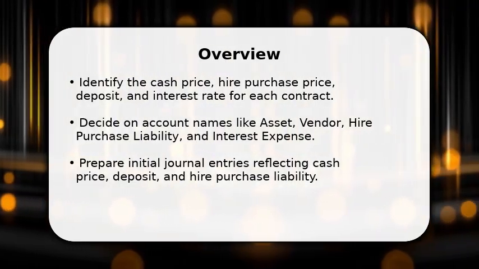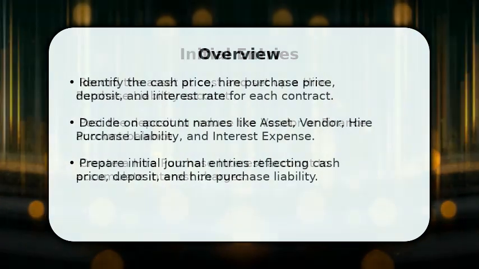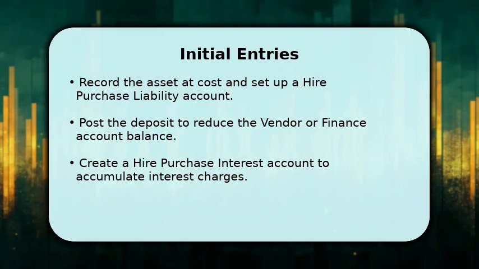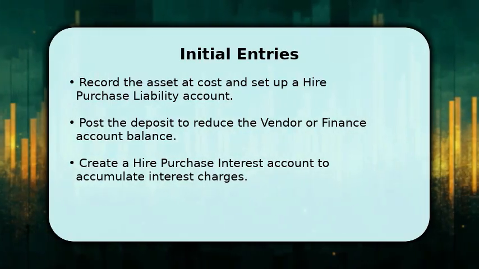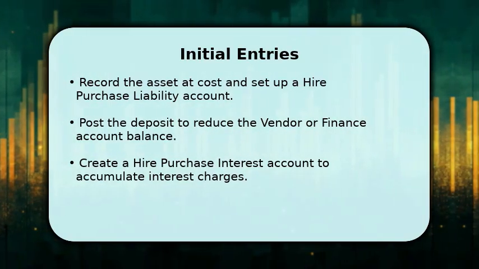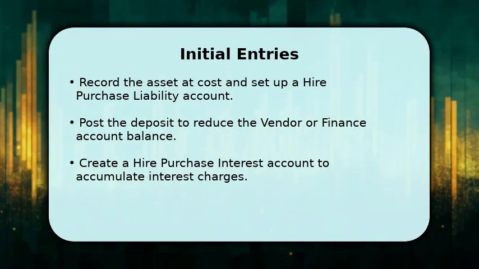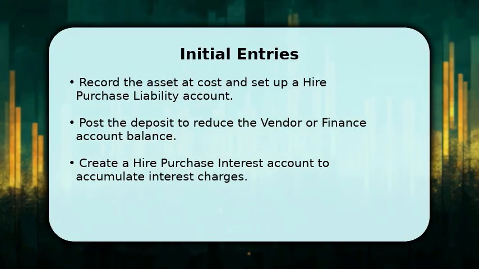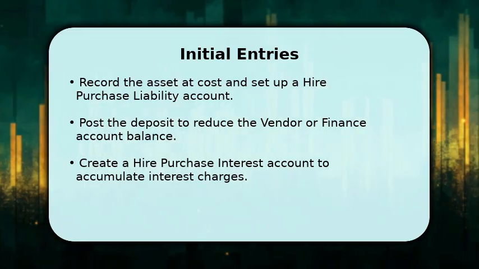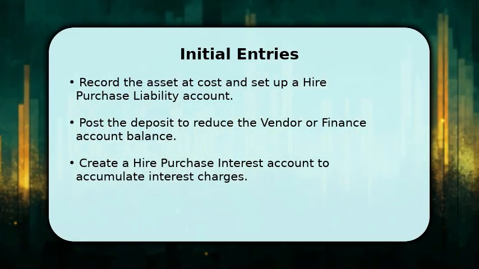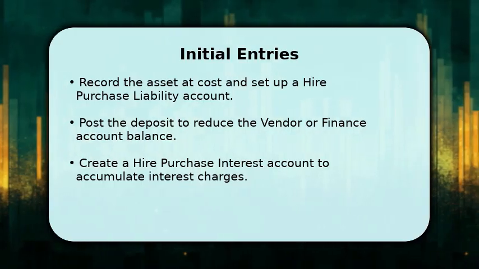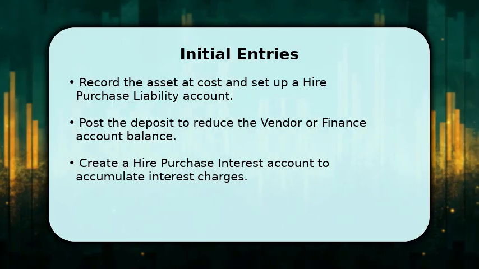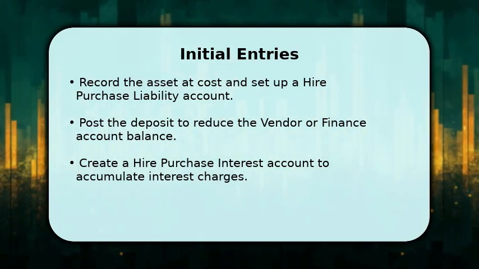accurate ledgers and reports. Open the contract and enter the initial figures: asset description, cash price, deposit, and hire purchase price into the journal, then post to ledger. Record the deposit as a reduction in the vendor or finance account and establish the hire purchase liability to track outstanding obligations. Post the asset at cost and use a dedicated hire purchase interest account to accumulate interest until payments settle and reconciliations are performed.